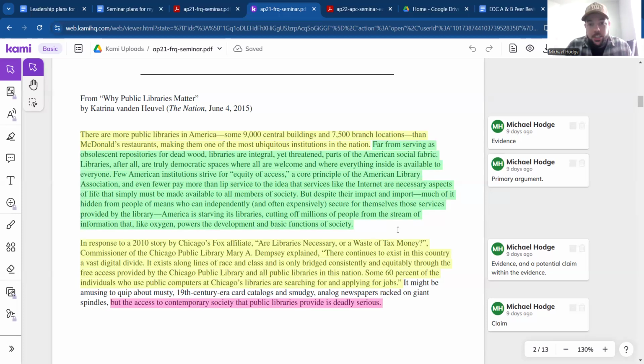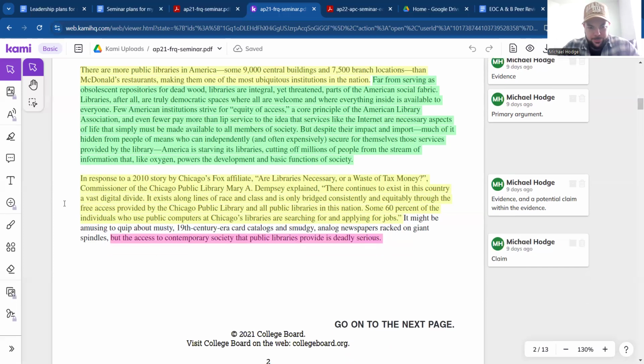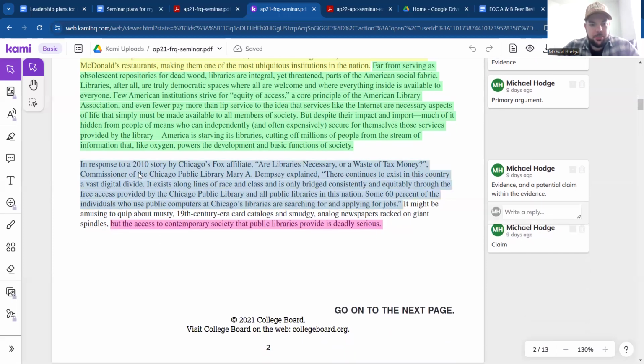You're not reading it right now. You're just looking for it so you can highlight it and then move on, because you're going to deal with the whole analyzing part of it later, right? So as I move through this, we already talked about this. Immediately as I start scanning this document, I see 2010, and then I see Chicago Fox affiliates.